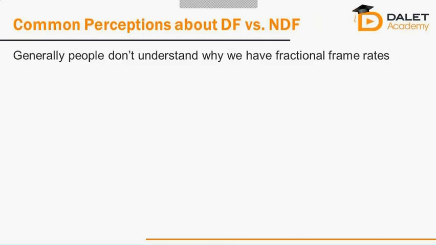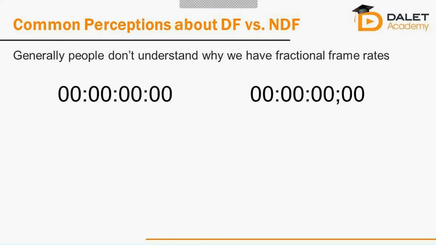Because of the difference in frame rates, we have the perception that drop frame is about fractional frame rates and non-drop frame is about non-fractional frame rates. This is not the case. Timecode drop frame and non-drop frame are just counting modes. And my good friend John Pallett and I came up with these slides to help people understand the difference between the counting modes and not the frame rates.